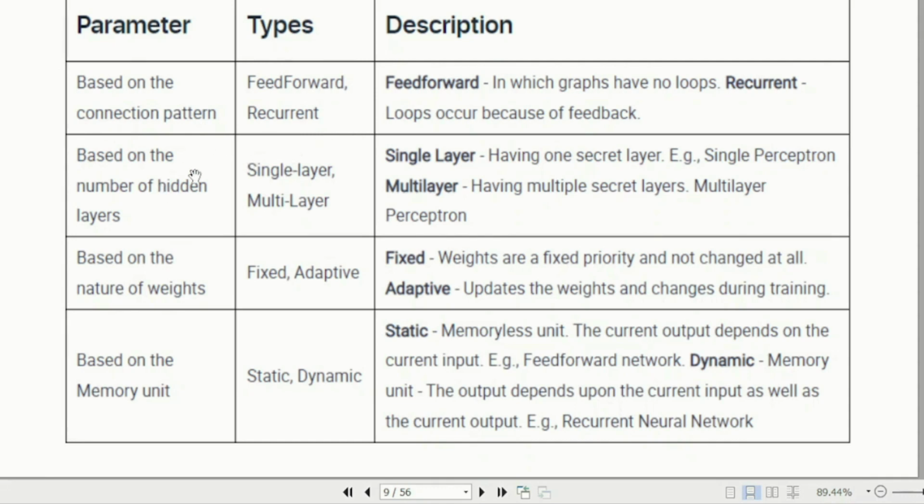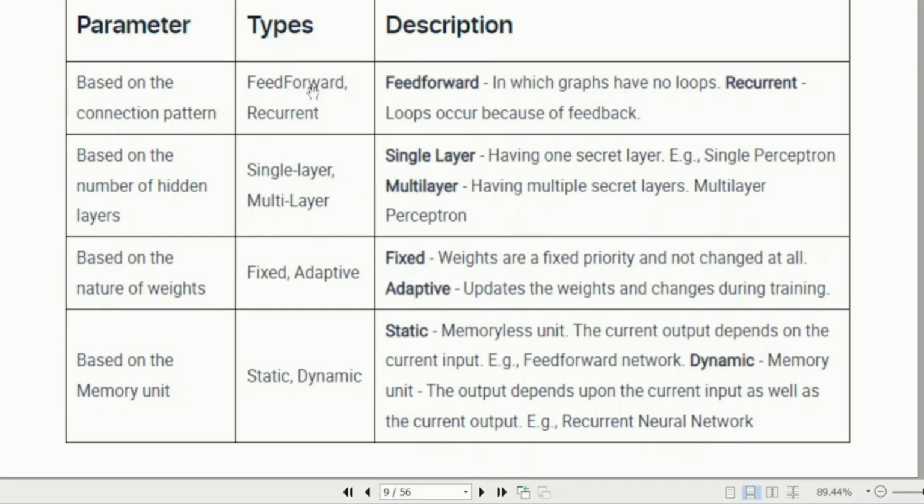Secondly, there is the parameter of the number of hidden layers. According to the hidden layers, there are two different types of ANN. First one is single layer, second one is multi-layer. Single layer has one hidden layer, and that is said to be a single perceptron. Multi-layer has multiple hidden layers, multi-layer perceptrons. So the difference between these two is the number of hidden layers.